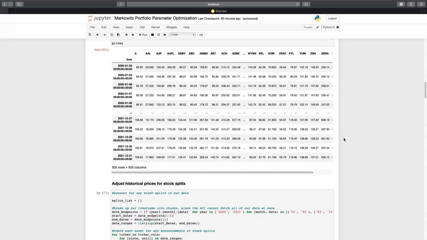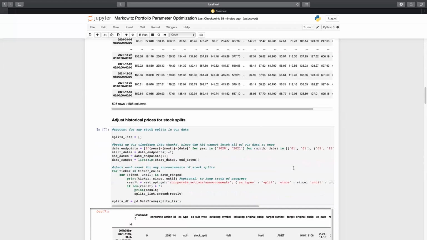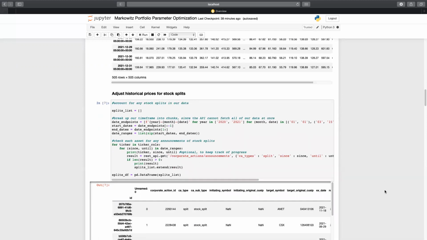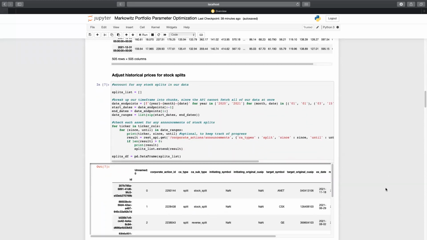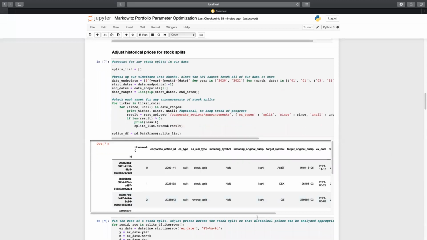date. And so what I did here, this is a little bit annoying to do, but I essentially went through all the different assets in our portfolio, used Alpaca to look for any sort of news announcements where the company announced that they would have this event, a stock split. And then when we do have an event such as this, I go back into my data frame and I adjust those prices accordingly.